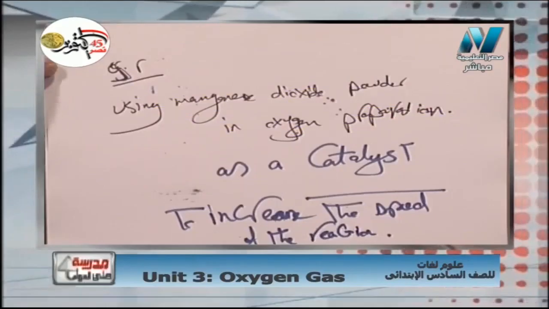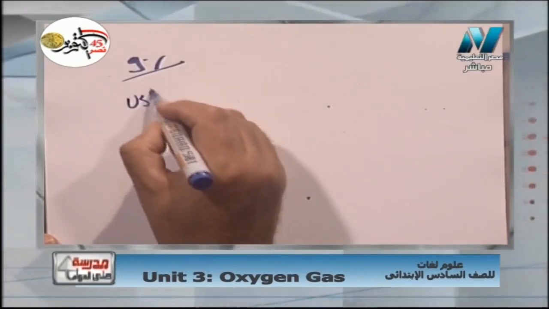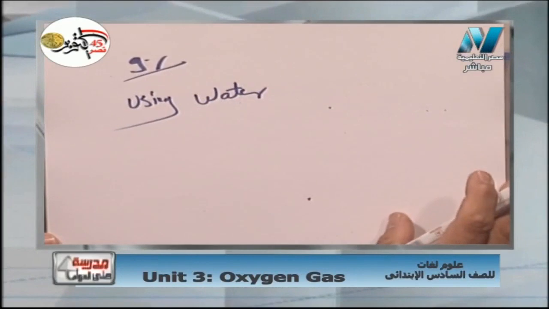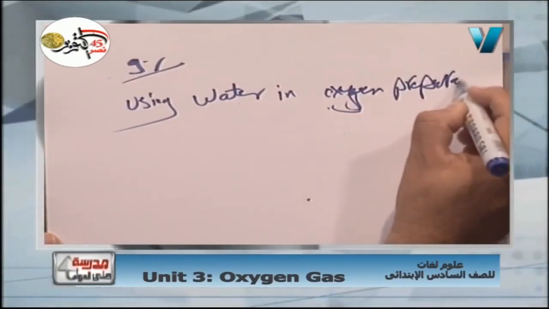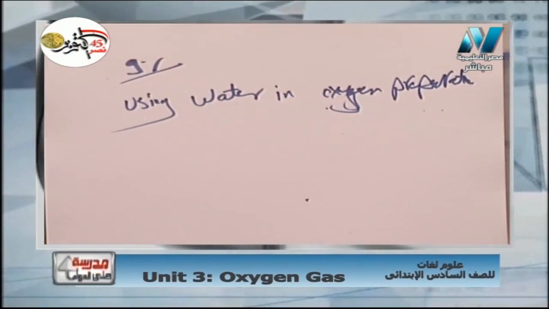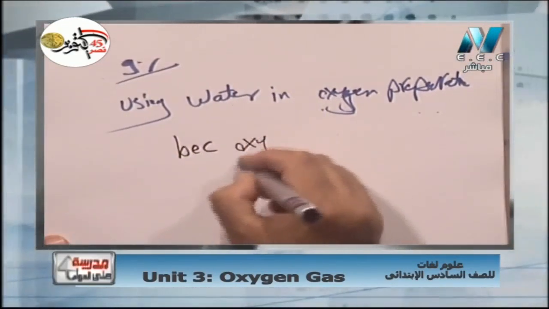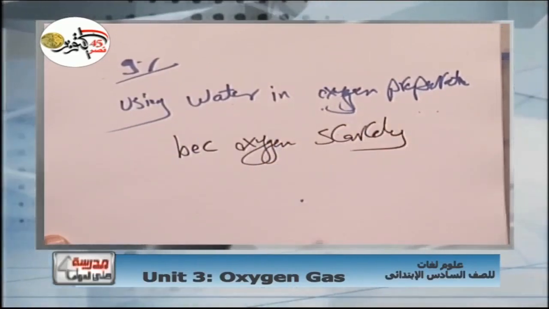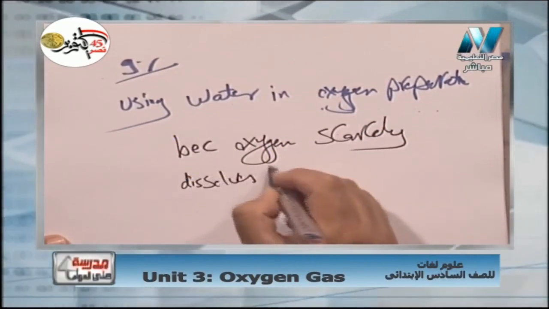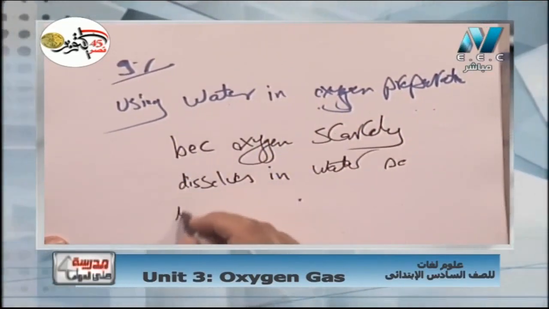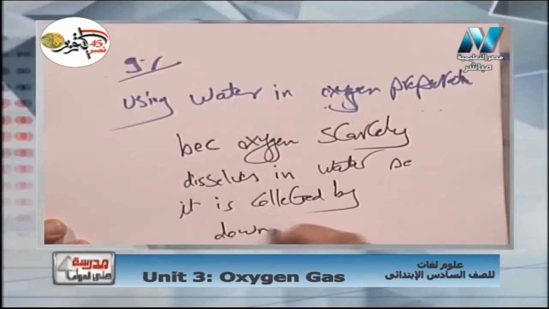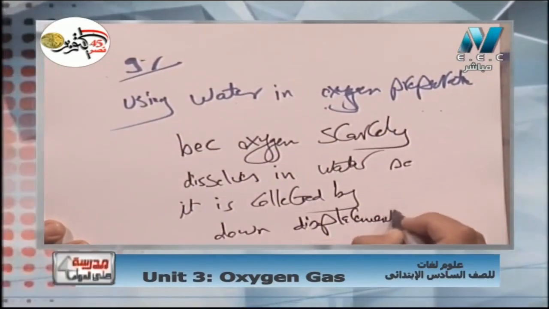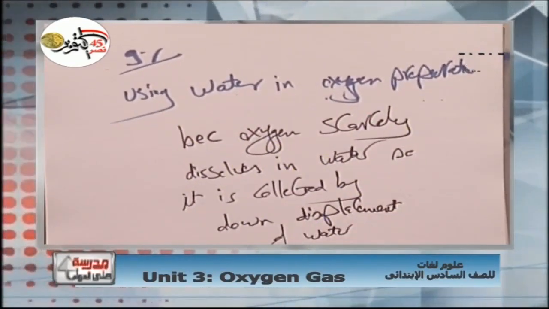Another question، سؤال تاني في give reason برضه. Give reason. We use the water or using water. يعني كان ليه هنا في ميه في الاكسبيرمنت ديت using water in oxygen preparation. I'm sorry I write quickly because we have no time. How? Because oxygen scarcely يعني نادرا scarcely dissolves in water. نادرا ما بيدوب في الميه dissolves in water. So it's collected by down displacement بإزاحة سفلية down displacement of water. يعني هو كأنه بيعمل down displacement أو إزاحة سفلية للمية.